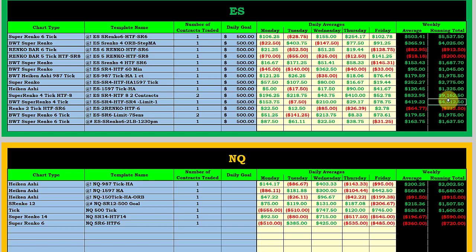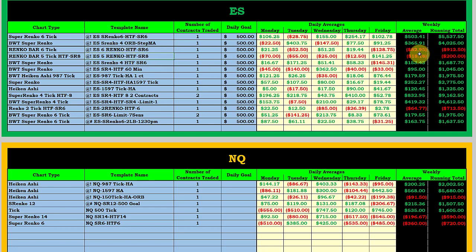Next in line after this would be the Super Renko 6 with the 6 tick higher time frame, and this would actually be the #1 performer because this is a single contract, and if we doubled this, this would be up at 11,000. So pretty impressive here. The Super Renko 4 with the open range filter would be 8,000 on 2 contracts, and so on and so forth. Here is the regular Renko charts.